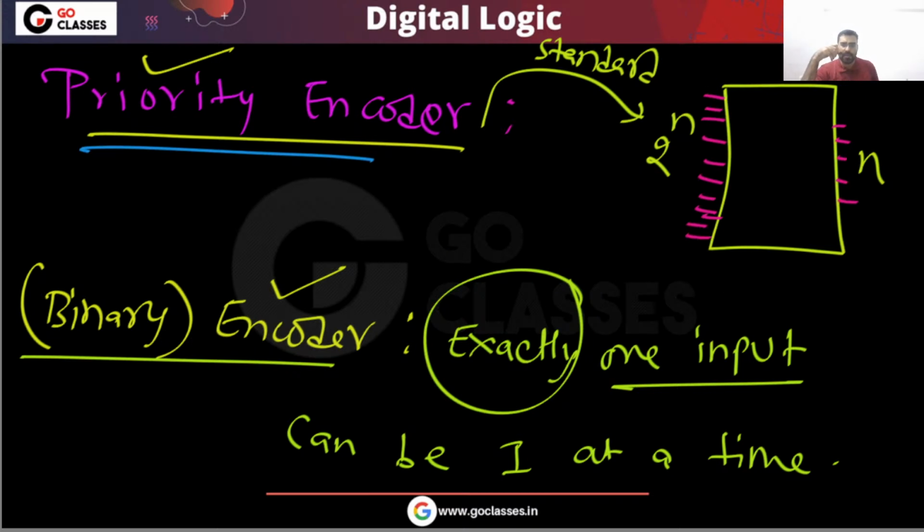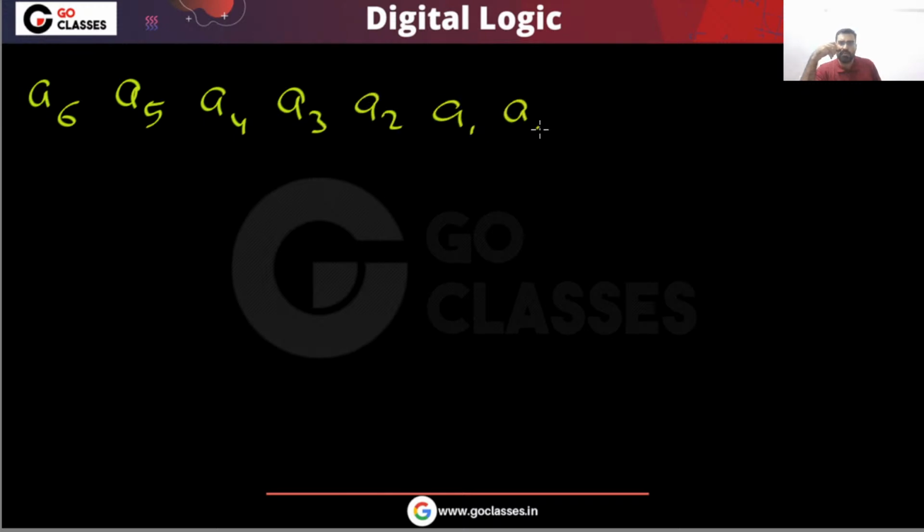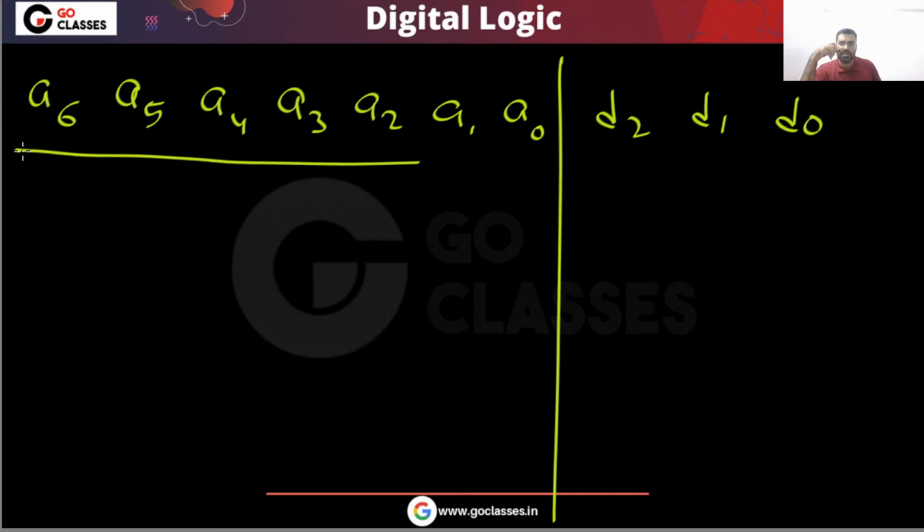Correct? But remember, in the question they are giving this encoder which has only 7 bits. The data input is only 7 bits, A6, A5, A4, A3, A2, A1, A0, and the output is D2, D1, D0. Now let's fill this table from the question.